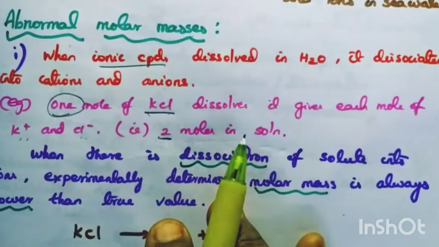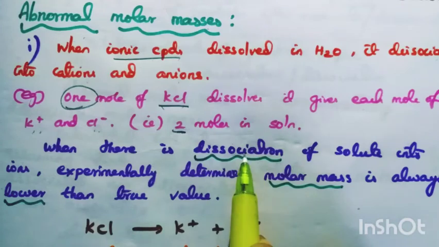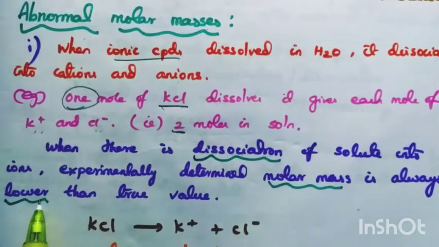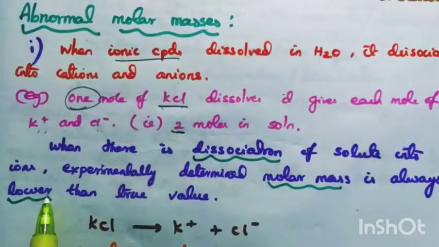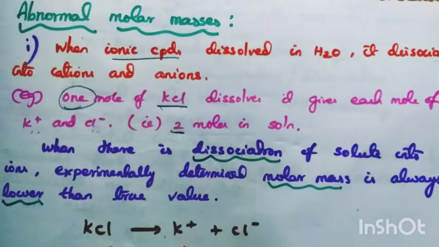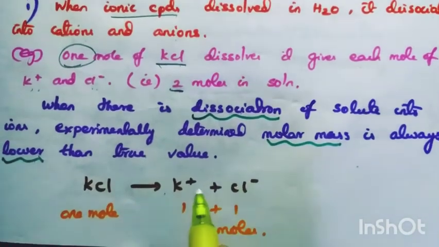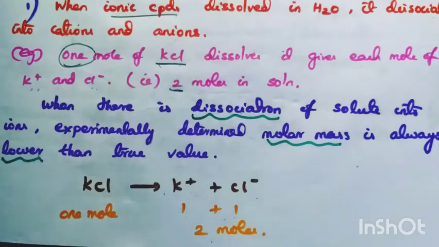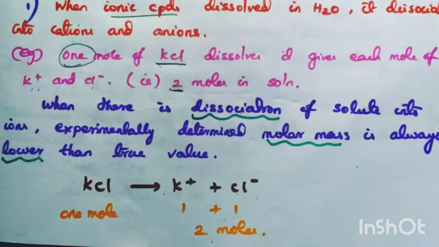When there is dissociation, what happens here? If dissociation takes place, the experimentally determined molar mass is always lower. Dissociation means lower molar mass than the true value. Since 1 mole of KCl gives K plus and Cl minus, 1 plus 1, totally 2 moles in the solution, 1 mole dissociates to give 2 moles. If dissociation takes place, the molar mass is always lower than the true value.